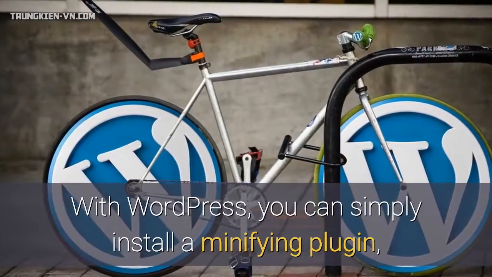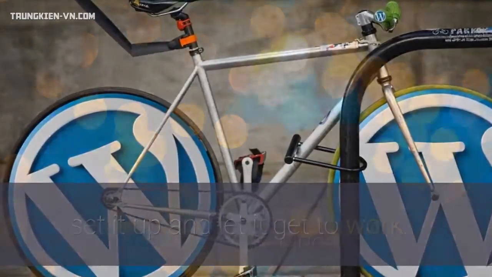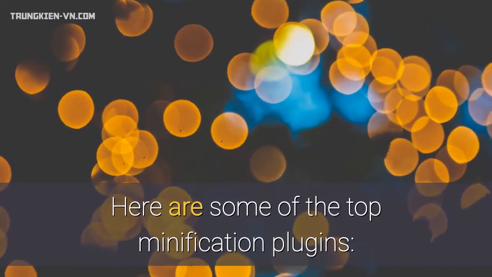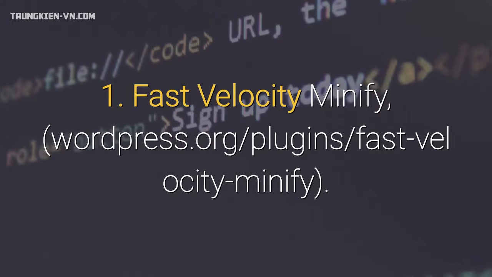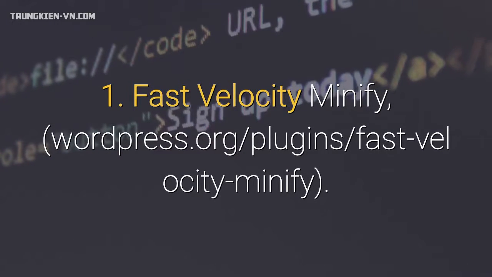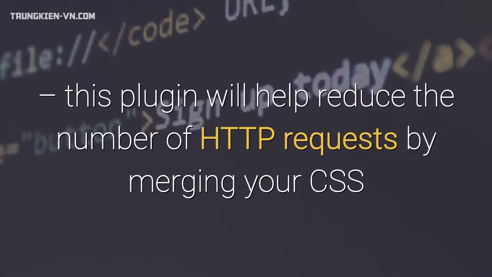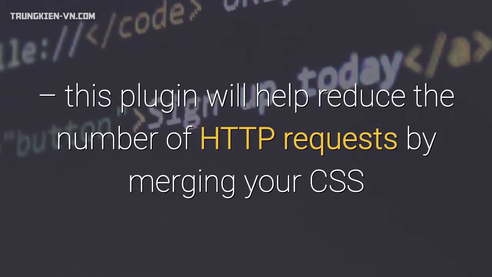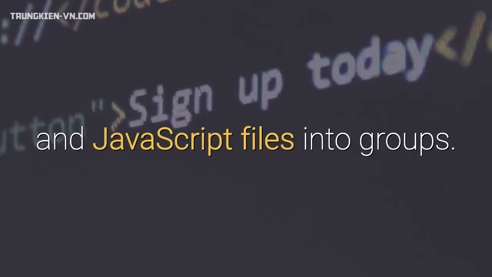With WordPress, you can simply install a minifying plugin, set it up and let it get to work. Here are some of the top minification plugins. 1. Fast Velocity Minify, wordpress.org/plugins/fast-velocity-minify. This plugin will help reduce the number of HTTP requests by merging your CSS and JavaScript files into groups.